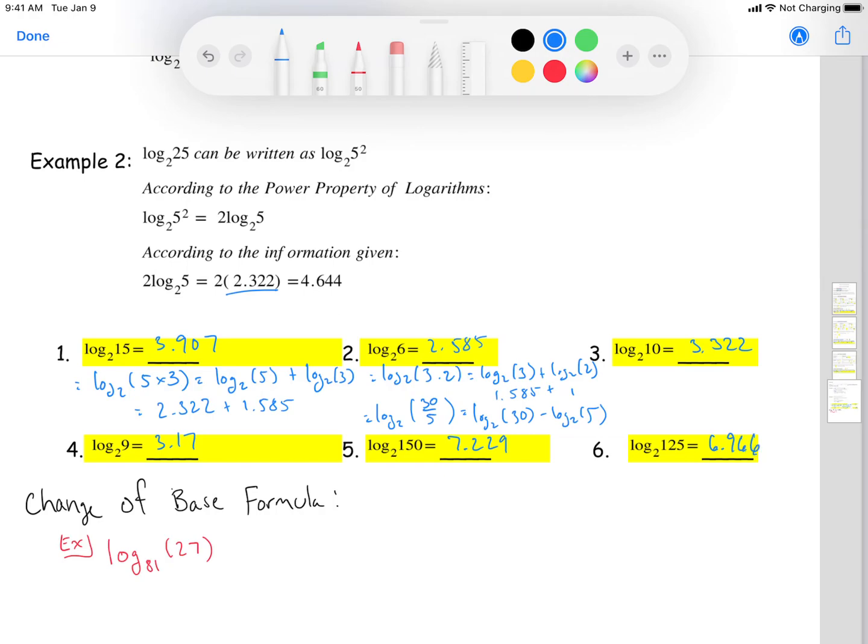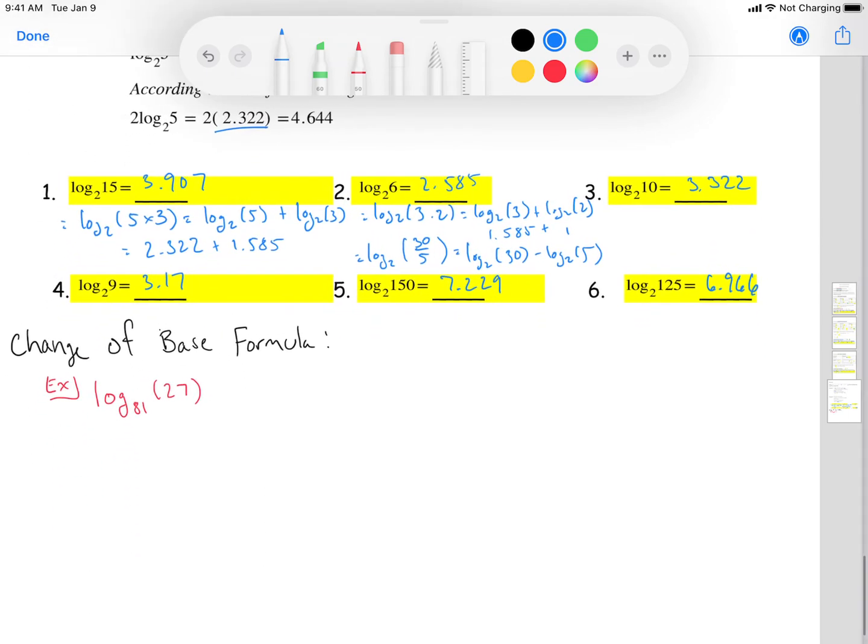And that's how we can do those if we already know what certain log values are. But like I showed before on our scientific calculator, we can't always calculate what some of these values are. So this stuff was great because I knew what those values were ahead of time. But what if we don't know them? For example, if I want to look at log base 81 of 27, how in the world would I calculate this?